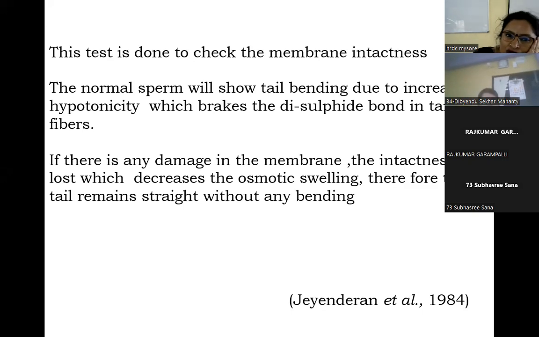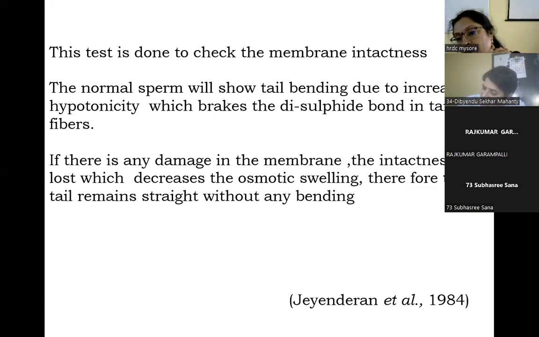This test is done to check the membrane intactness, that is, the plasma membrane permeability, whether the plasma membrane is permeable or not. The normal sperm will show tail bending, as I mentioned, due to increased hypotonicity, which breaks the disulfide bonds in the tail fiber. Whereas if there is any damage in the plasma membrane, the intactness is lost, which decreases the osmotic swelling. Therefore, the tail remains straight without any bending.